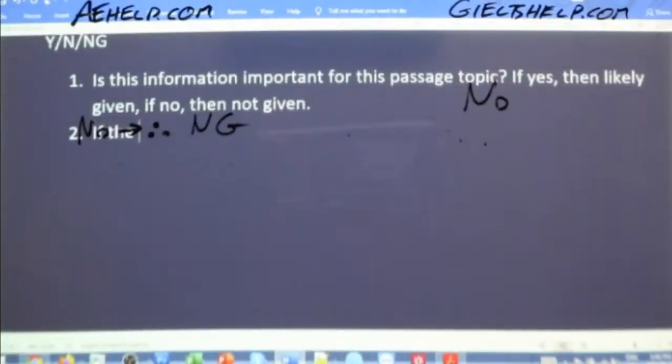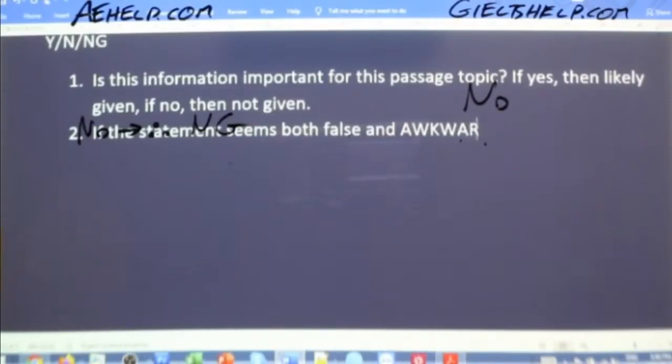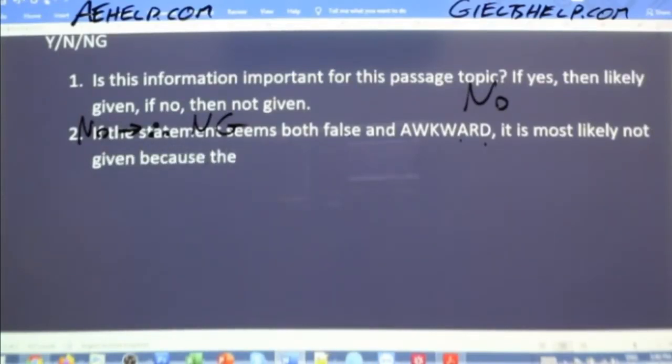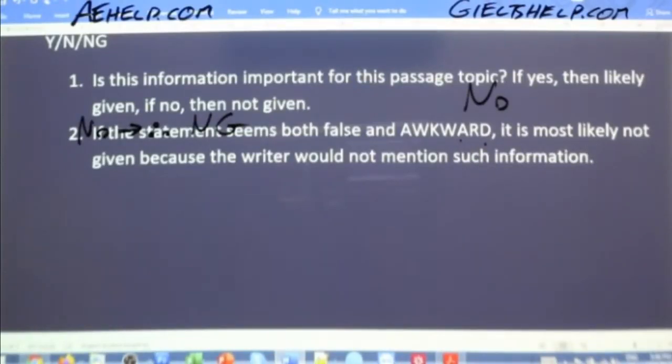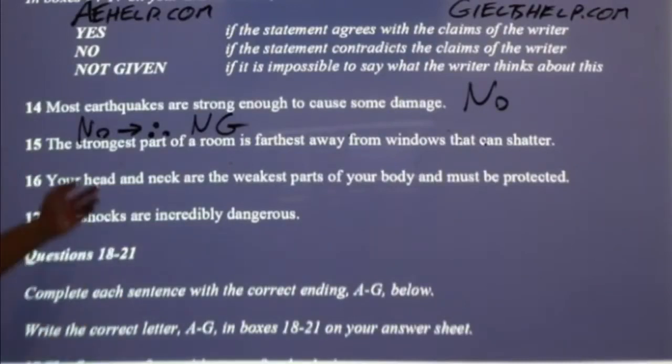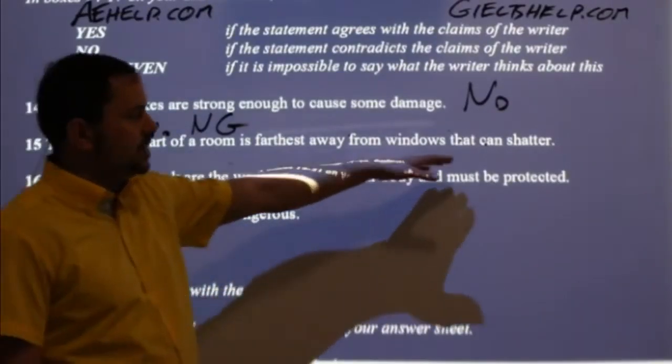If the statement seems both false and awkward, it is most likely not given because the writer would not mention such information. Okay, that makes sense. That's logical. So what do I mean? The strongest part of a room is furthest away from windows that can shatter.